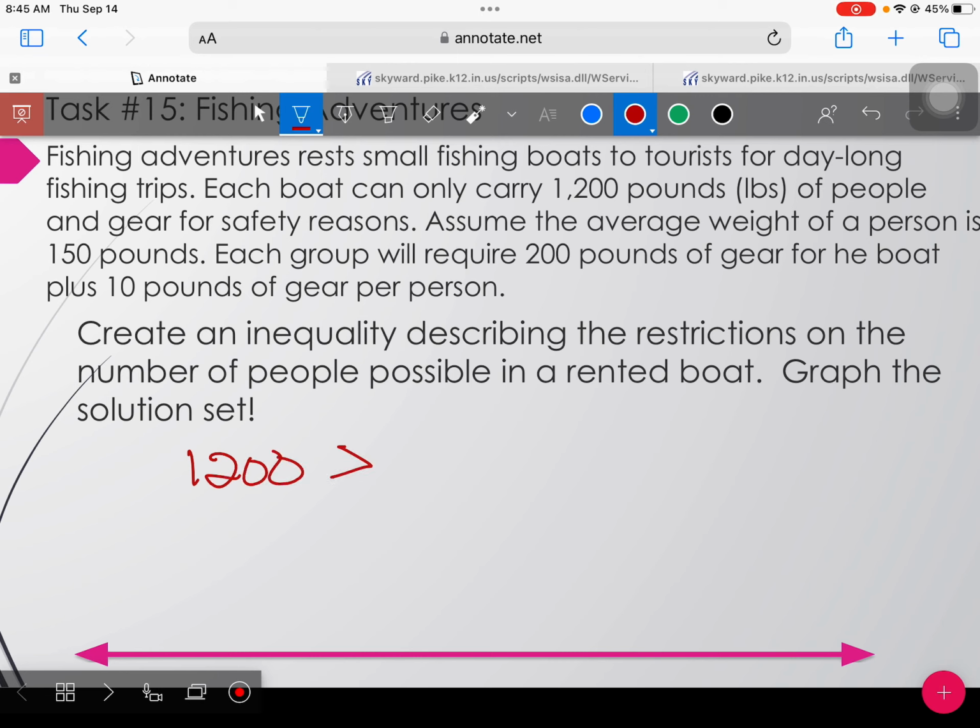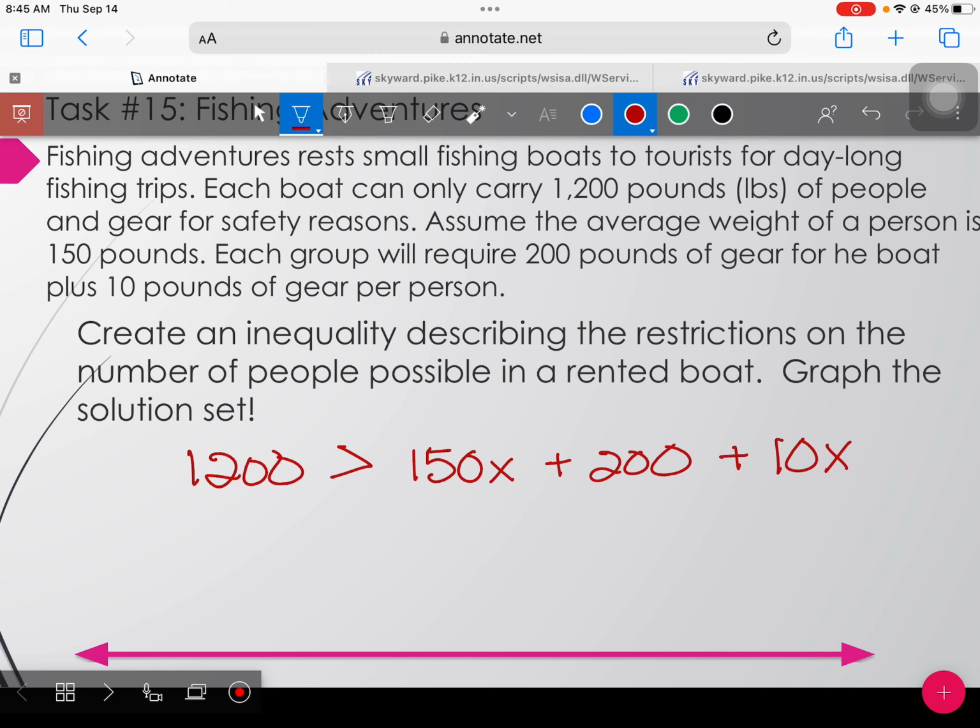Did you say greater than? Oh yeah, it's greater than 150x plus 200 plus 10x. Whoa. How in the heck did she come up with that? And what do you think of it? I think it's good. Okay, Chris thinks it's good.